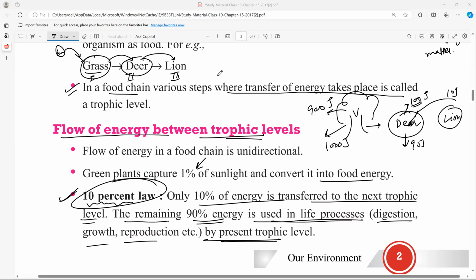Noted, sir. Noted you also, Jobita, and you, Shweta? Noted? Yes, sir. Now moving to the next part.